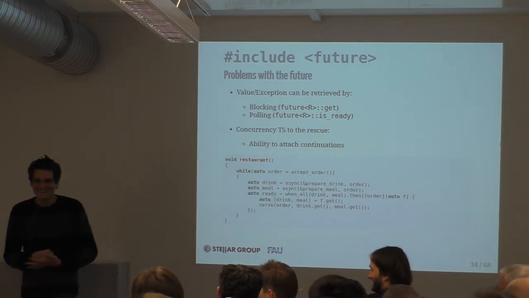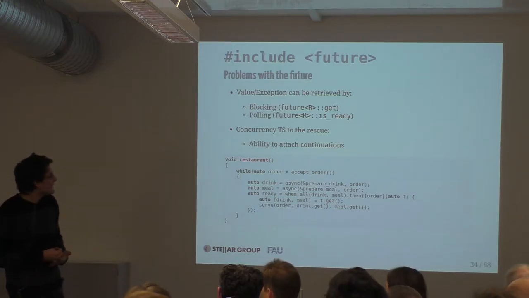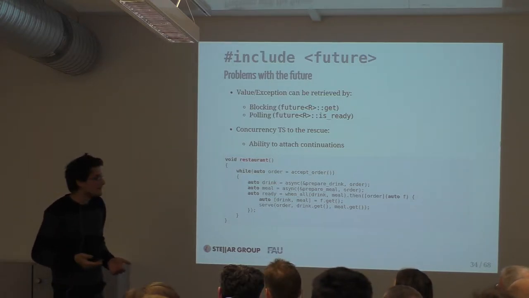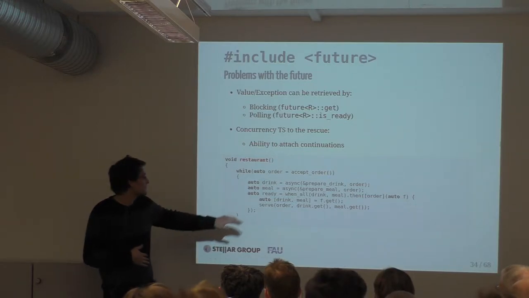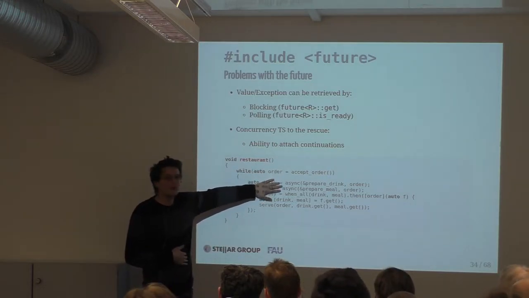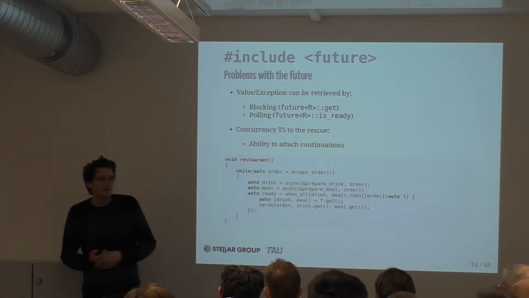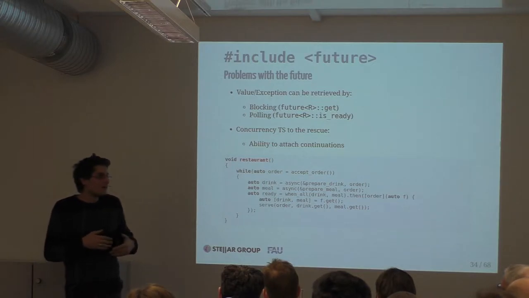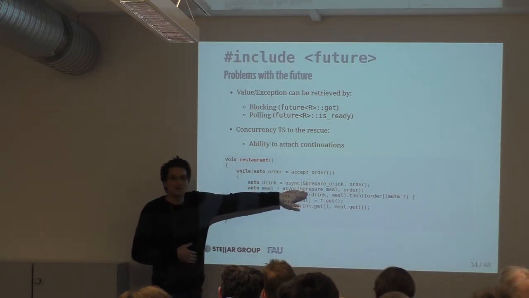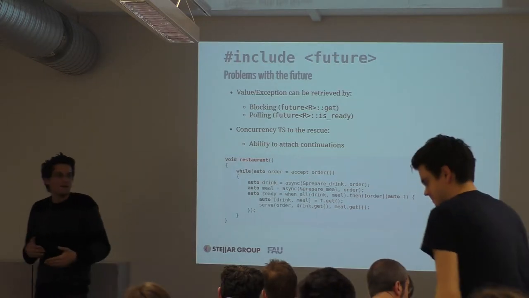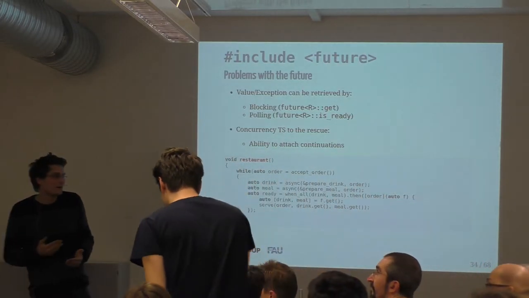Oh, sorry. We got rid of that. We abstracted that away. We don't care anymore. Exactly. That's the point. So the remark was we actually got rid of this because we put a layer of abstraction on top of it, right? So the only thing that matters is the semantics of the async call: that prepare drink and prepare meal are actually being executed in a new thread of execution, right?